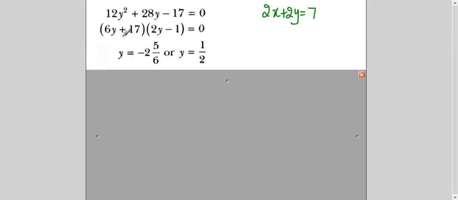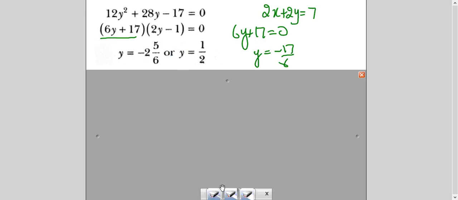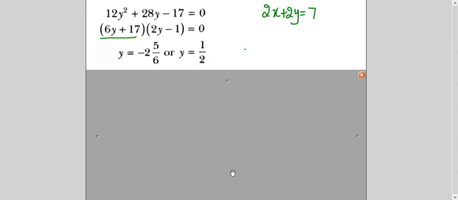If you put this other factor equal to 0, you will get y equals minus 17 upon 6, which is minus 2 whole 5 over 6. And this is 1 over 2. Now, once you get these values of y, you will plug into any equation and get the values of x, right? There are two values of y, so you will substitute both one by one. I can show you one working here.